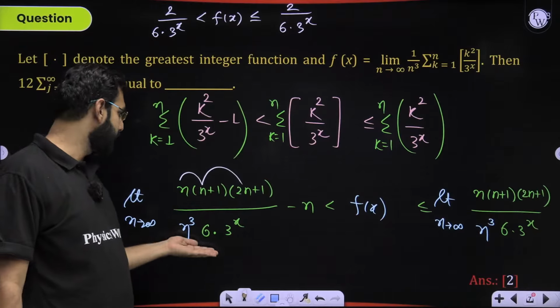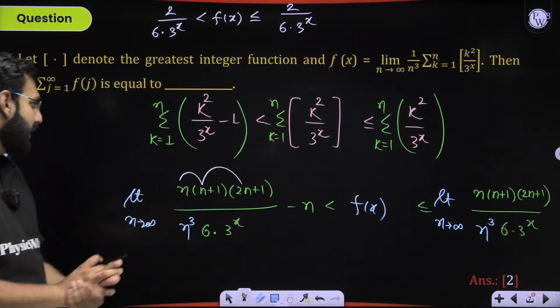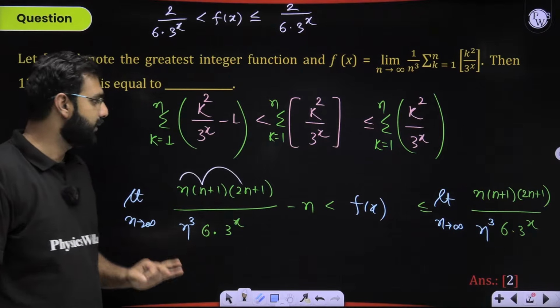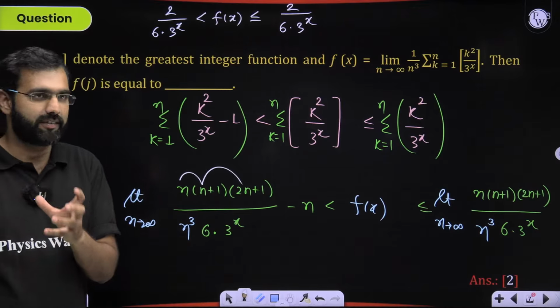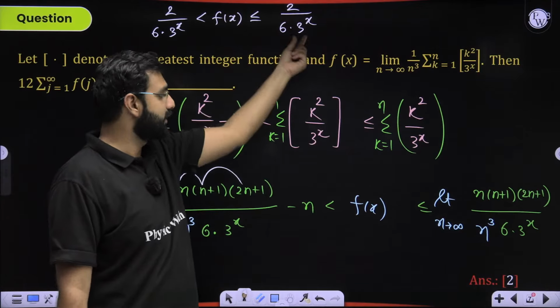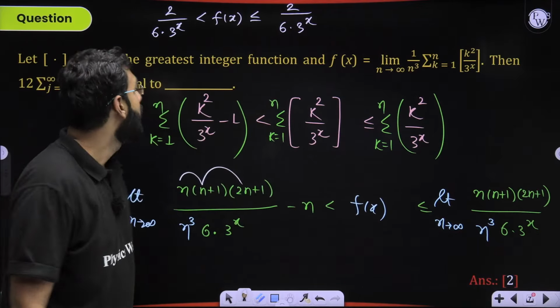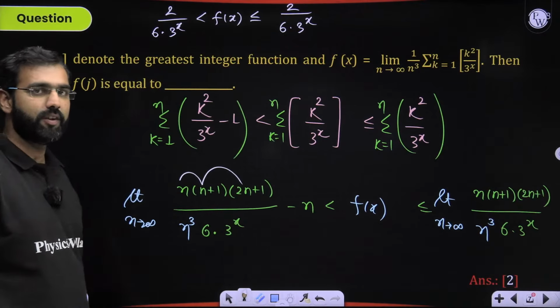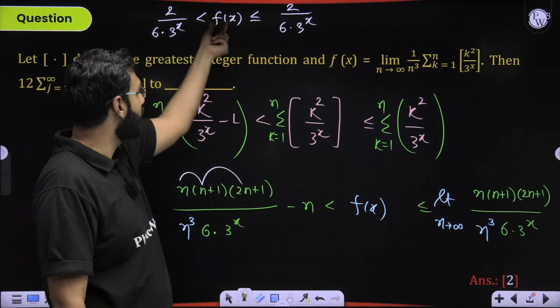This is infinity by infinity, this is infinity. Yes, so I should have multiplied it first. I'm sorry, I'm in a rush, making a mistake here. But even if I take the benefit of doubt with the sandwich theorem, this will be 2 by 6 into 3 to the power x. If I am applying that sandwich theorem, the same result I'll be getting in the left hand side as well, because then we conclude f of x will be this.